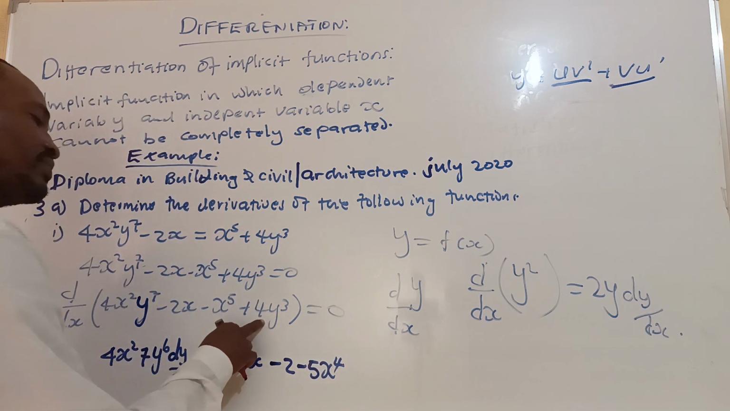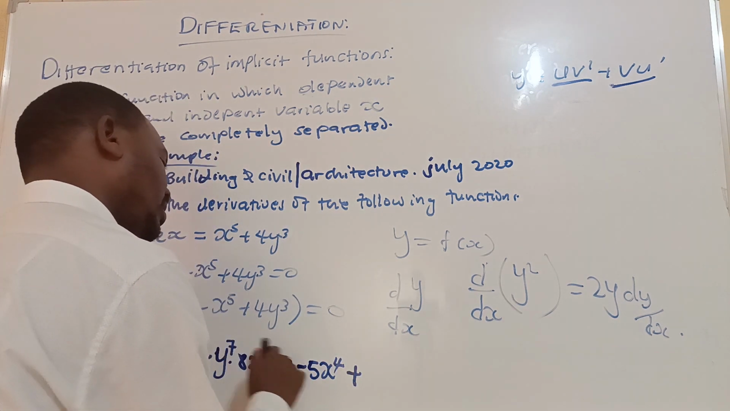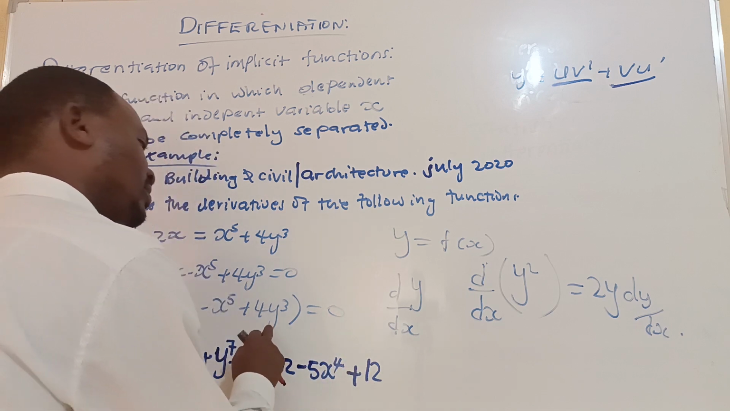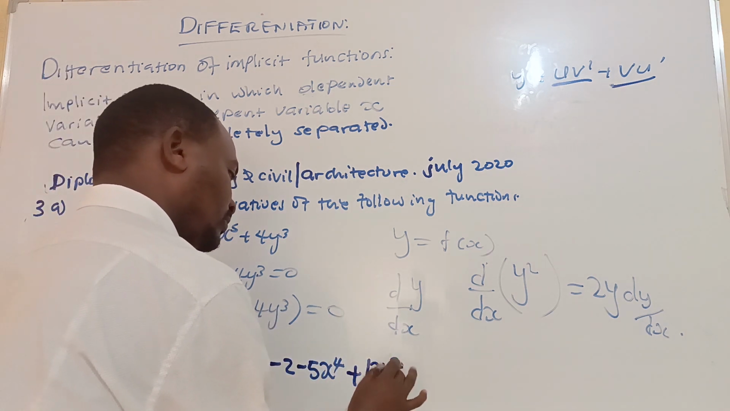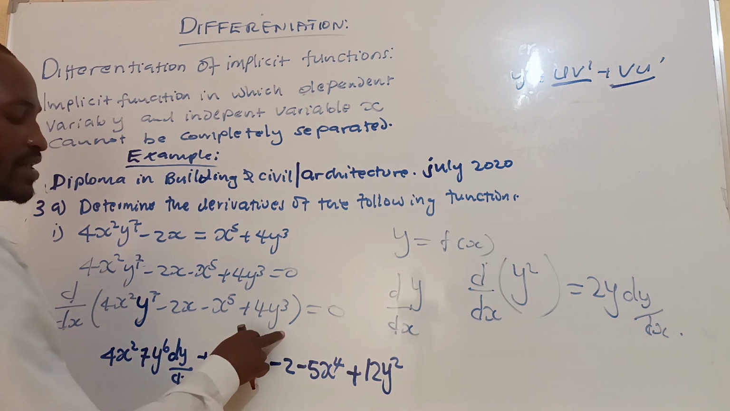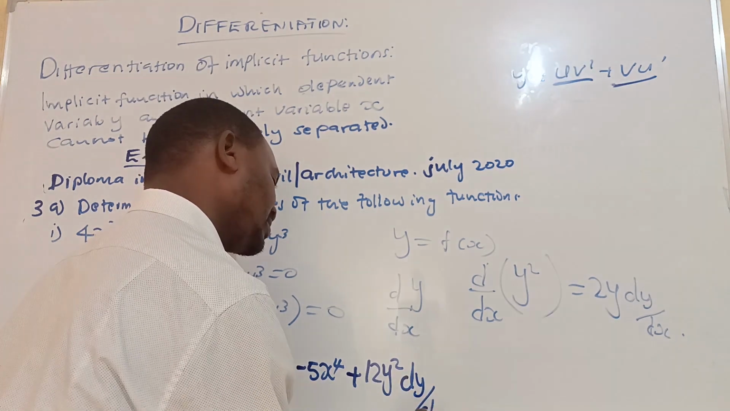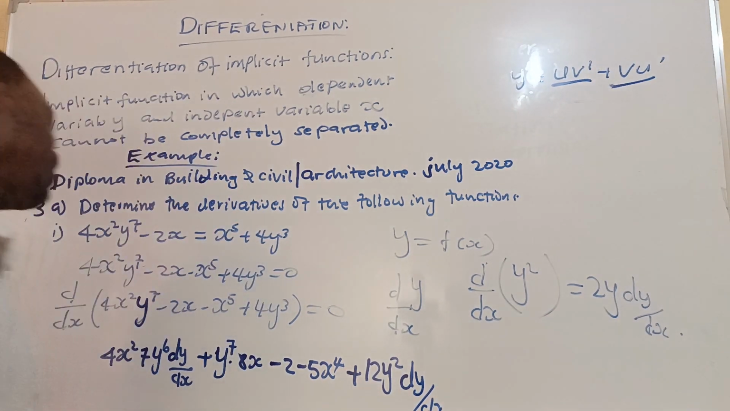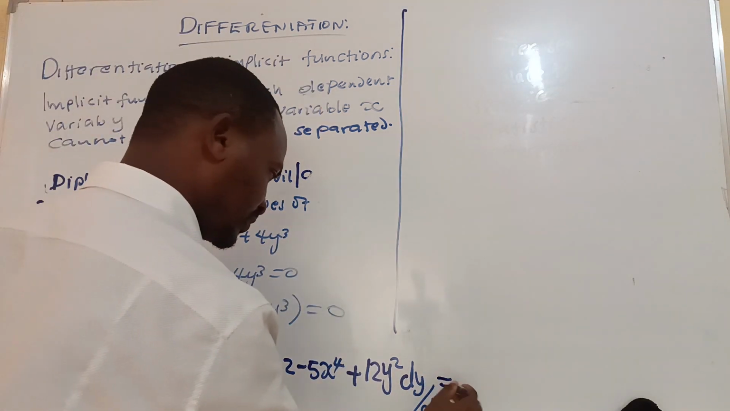Then finally differentiate this with respect to x. It will be plus 12, because 3 times 4 is 12, y squared. But because y is a function of x, we are going to add a dy/dx. So that's how you go about differentiating that part. This should be equal to 0.